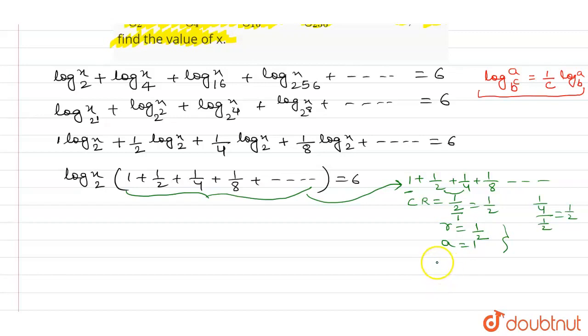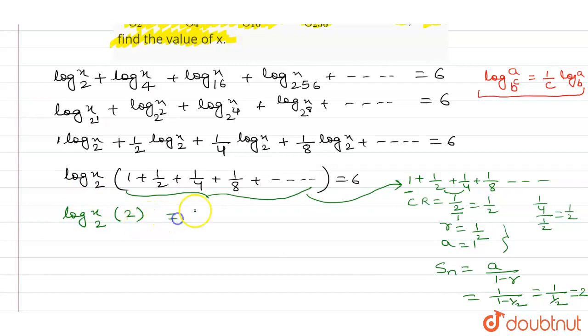So for finding the sum of an infinite series in GP, the formula is a upon 1 minus r, so that is, our a is 1, upon 1 minus 1 by 2, that is 1 upon 1 by 2. So it will become 2. Okay, so I can write it here as log x to the base 2 into 2 equal to 6.